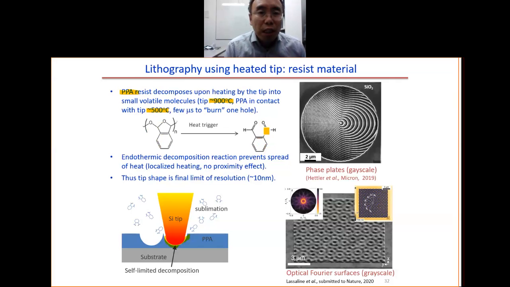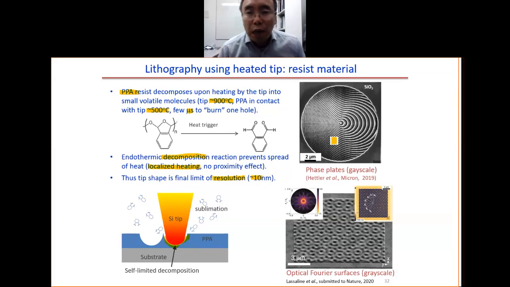So this takes about a microsecond. But this decomposition is endothermic. That means the process absorbs the heat rather than releases the heat. This way we can prevent the spread of heat. Only this area in contact is heated, the area around it is not heated. This way we have the localized heating, but no proximity effect. So the resolution will be the same as the tip. If the tip is 10 nanometer radius, you get 10 nanometer resolution.